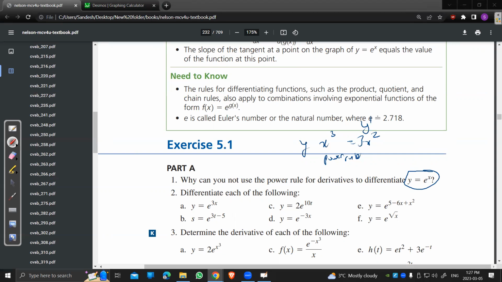To use a power rule, you need a number on the exponent, yeah? Does e to the power of x have a number in the exponent? No, it doesn't. So you can't use the power rule. That is pretty much it.